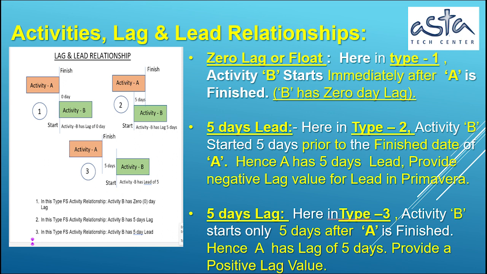B has 0-day lag. 5 days lead: here in type 2, activity B starts 5 days prior to the finish date of A. Hence B has 5 days lead, provided as a negative 5 days lead value. 5 days lag: here in type 3, activity B starts only 5 days after A is finished. Hence B has a lag of 5 days, provided as a positive lag value.